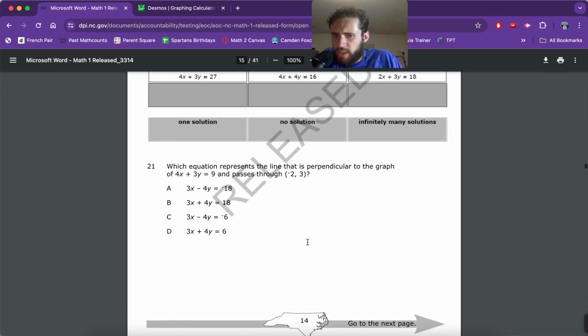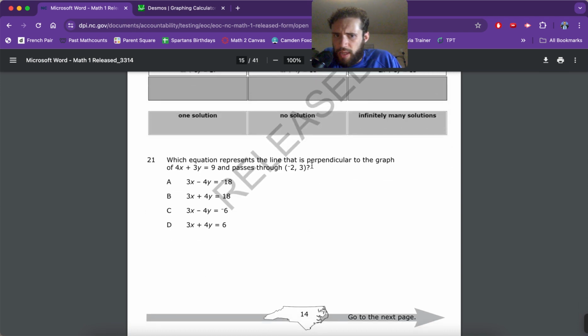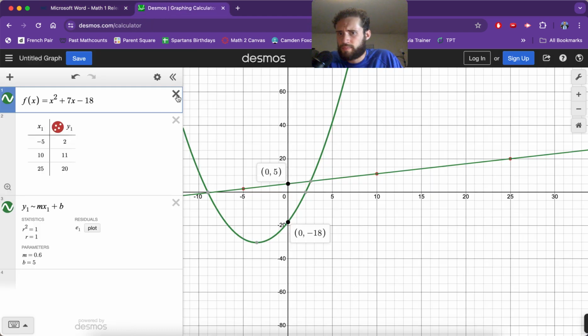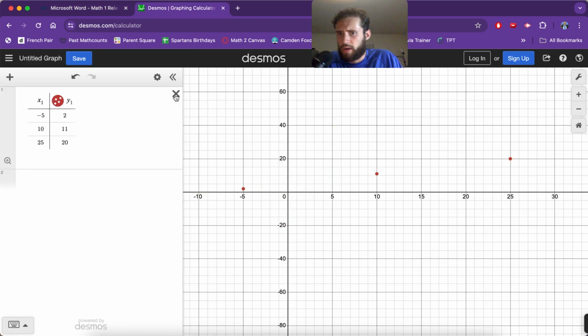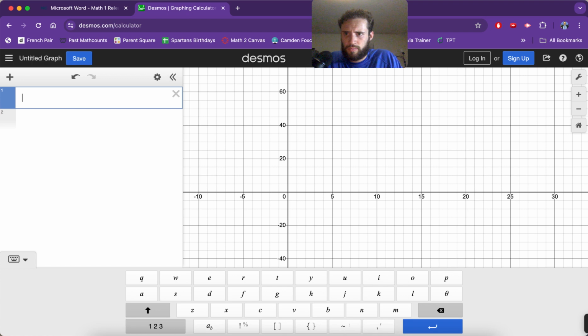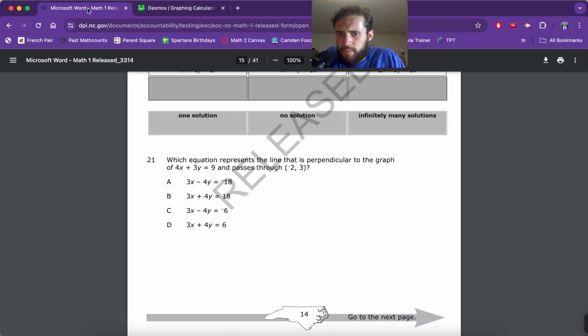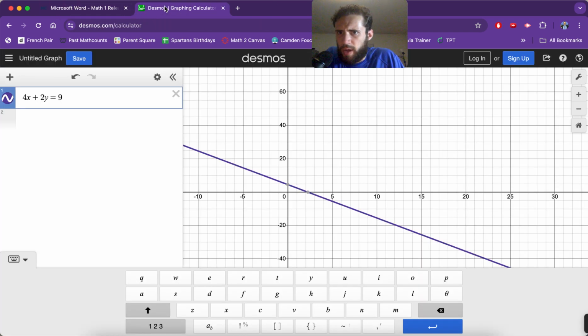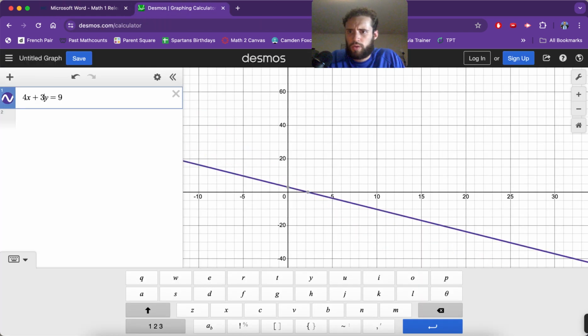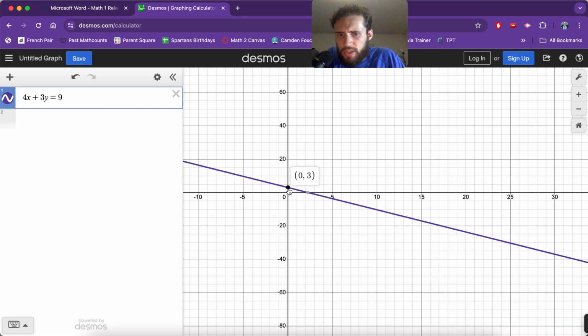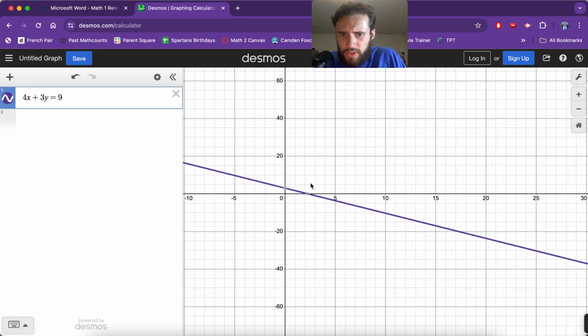All right, down here, what is the equation that represents the line that is perpendicular to the graph 4x plus 3y equals 9 and passes through negative 2, 3? All right, so 4x plus 3y equals 9. Let's type that in here. 4x plus 2y equals 9. Did I type that right? Oh, it's 3y, not 2y. There we go. All right, so this one has a y-intercept, let me zoom this in, of 0, 3.